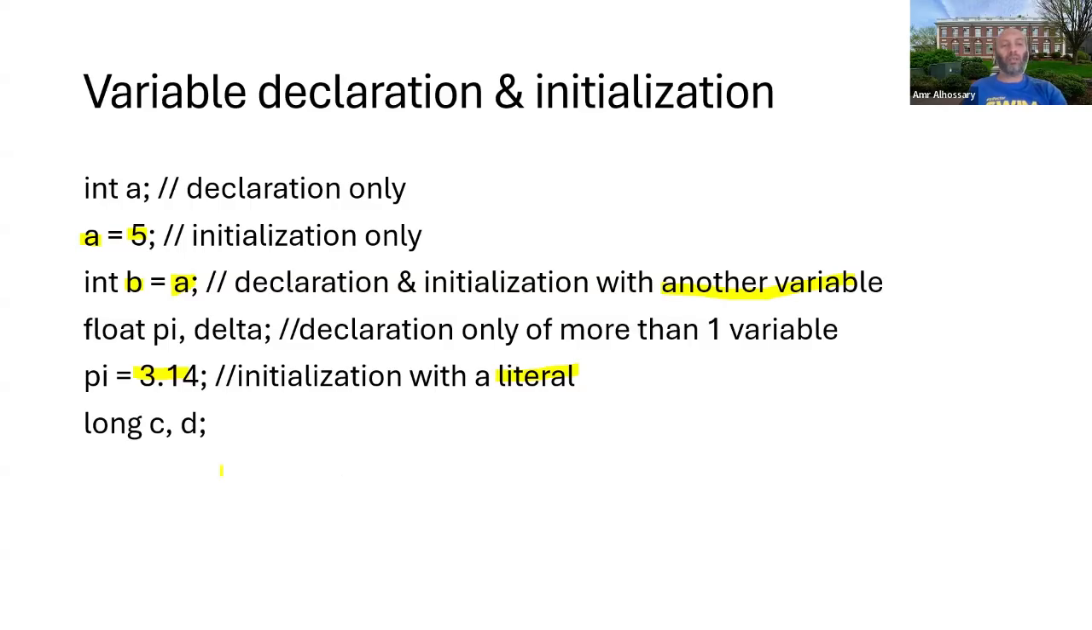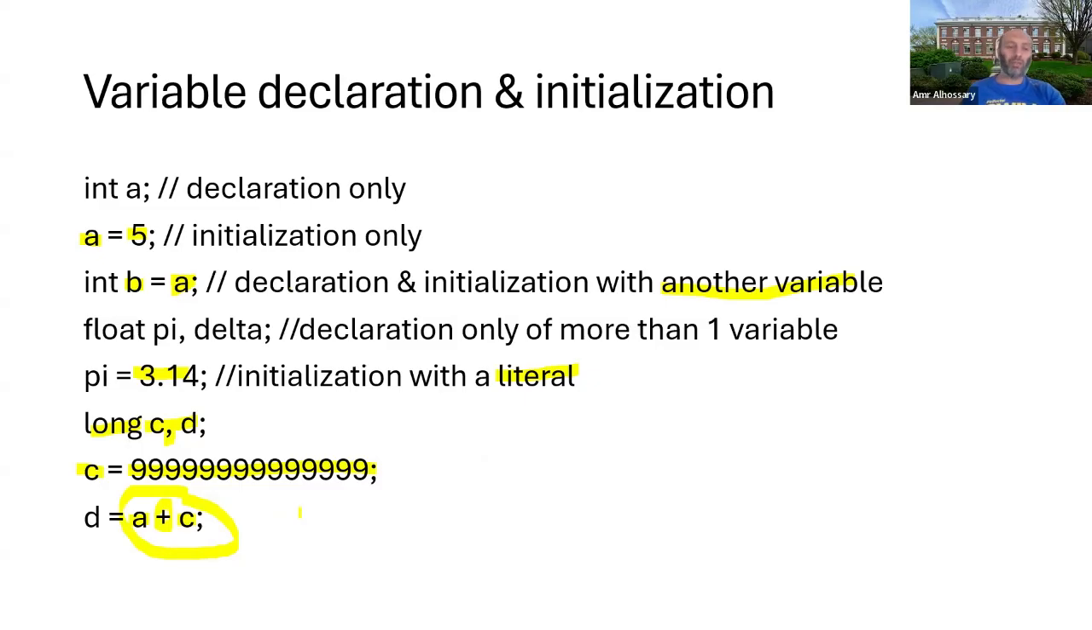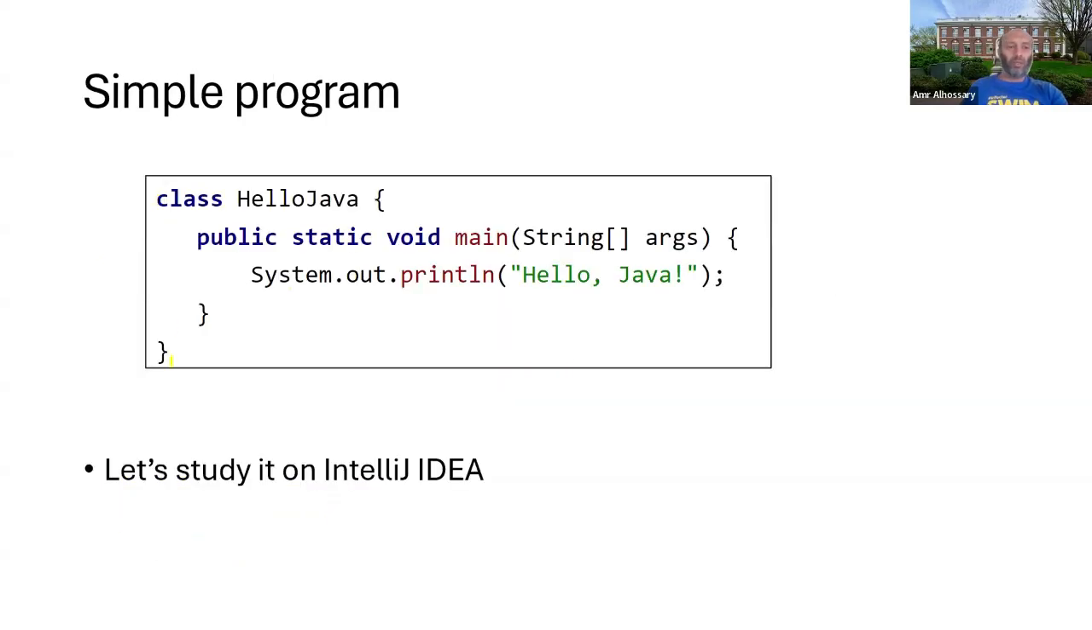Long c and d, declaration of two variables of the type long using the comma. We'll talk about the types today. And here we initialize c with a long value and initialize d with the output of an operation reading two values, a and c. So now this is an operation. It's not a, not b, not a, not c. It's an operation of summation of a plus c. The simple program we were going to show, but I prefer to wait a little until I pass the next slide.